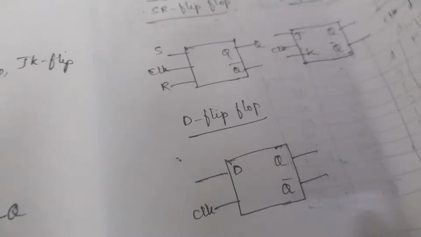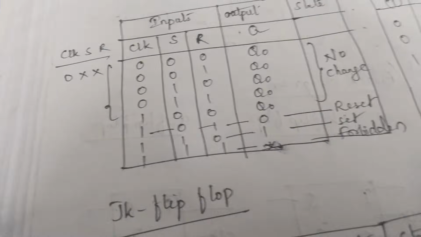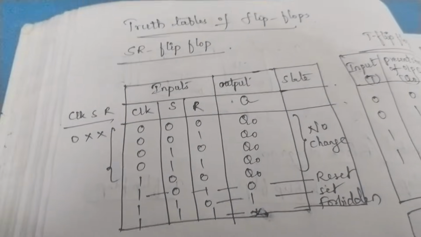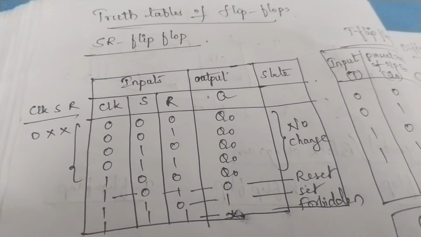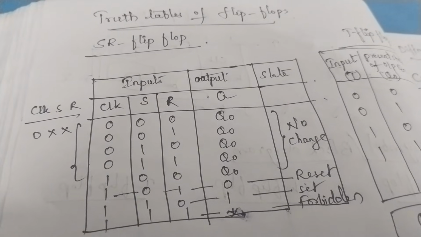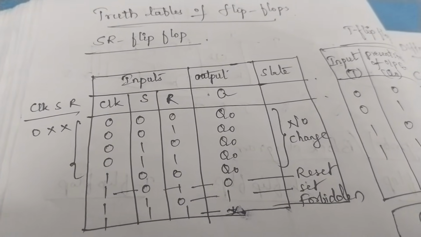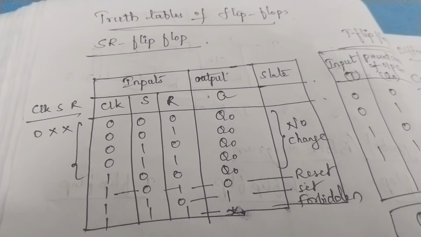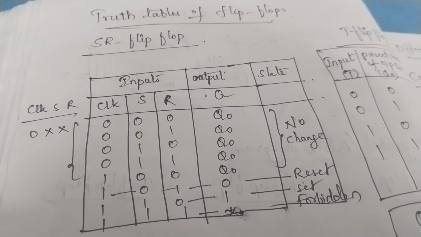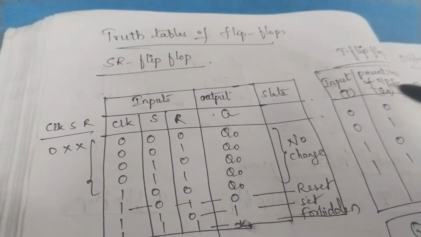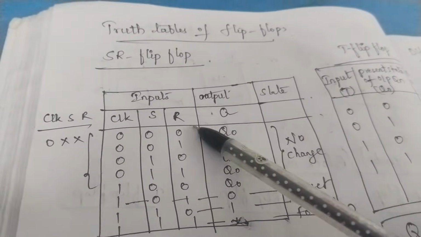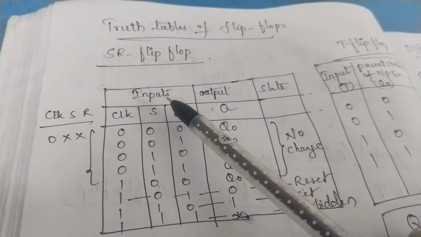So next we'll discuss the truth tables of these flip-flops. Truth tables are also equally important for 3 marks. See here, if you combine all these circuit diagrams, block diagram and truth table, then it makes a 5 mark question, so there is no need to remember anything additionally. So next we have the SR flip-flop. So this is the truth table.